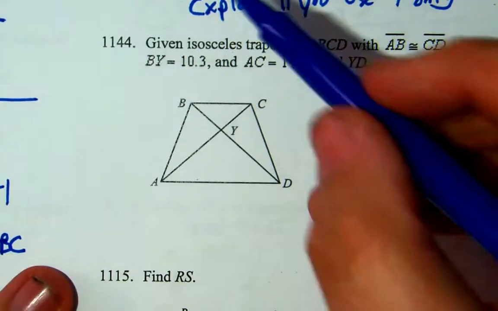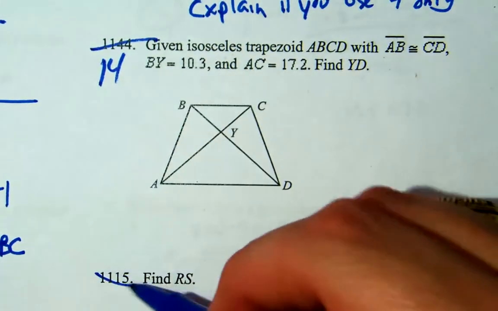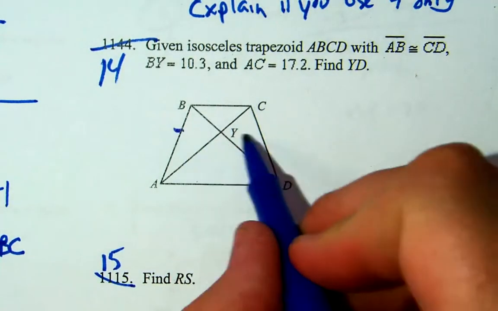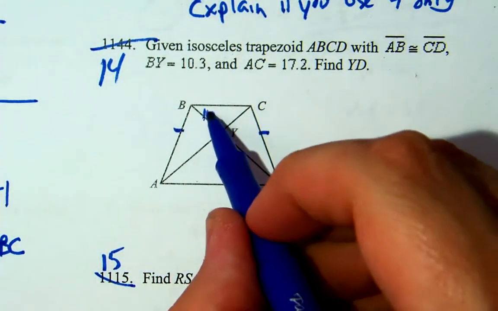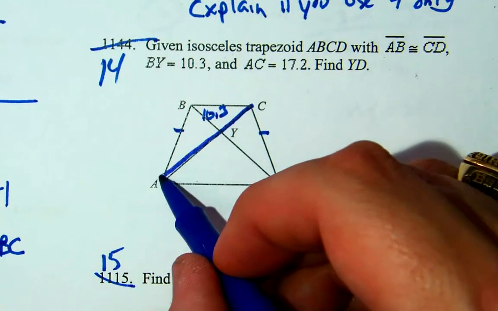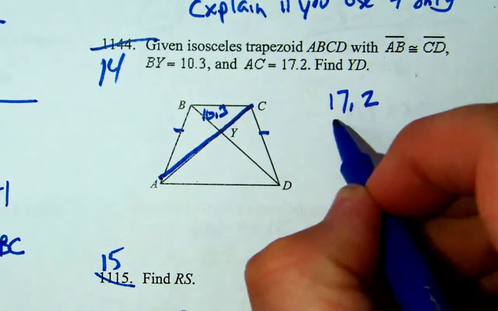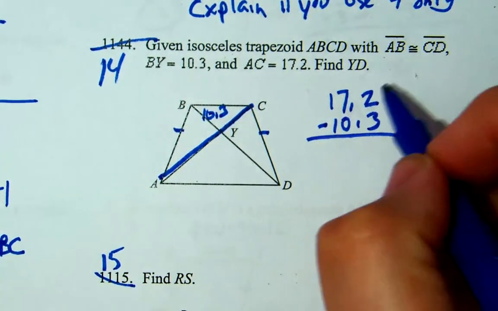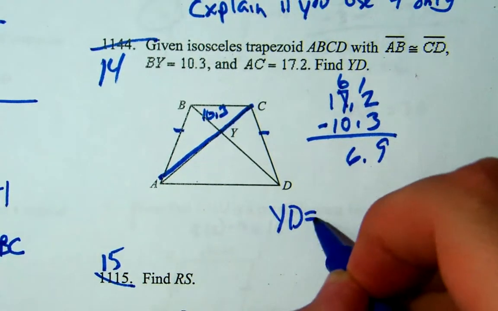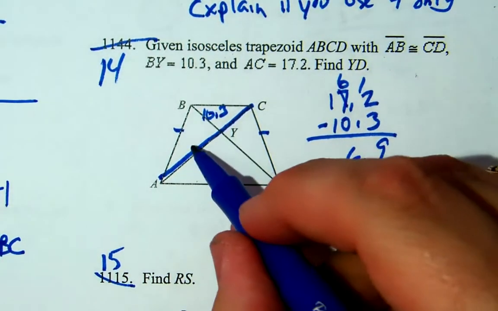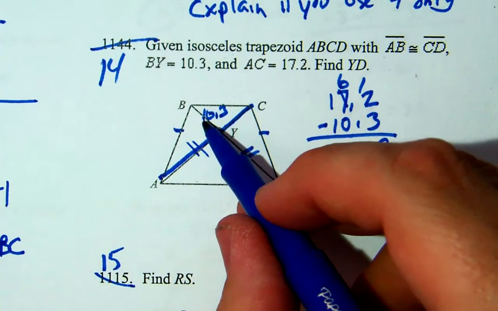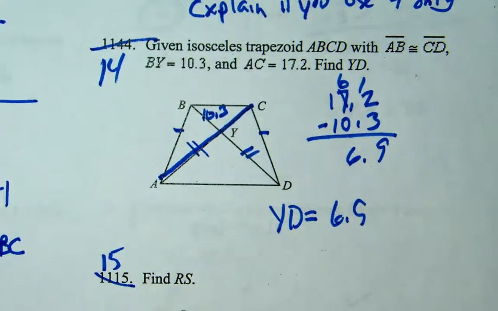Now the last one, this is number 14. Remember, I had typo issues with this. AB, we know that is congruent to that. NOBY is 10.3. AC, the whole thing, is 17.2. So I'm going to go 17.2 minus 10.3. That's 6. That's 1, 9, 6. So YD is going to be equal to 6.9 because that part is going to be equal to that part because the diagonals are congruent and this little section is equal to that little section.